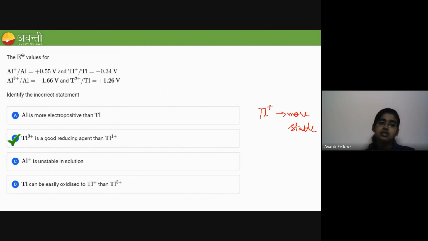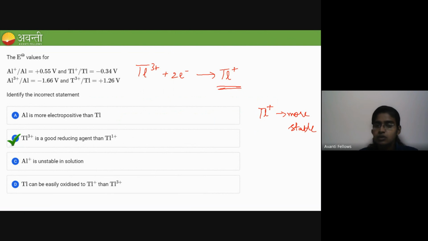So what is meant by oxidizing and reducing agent? Oxidizing agent means it will go and accept the electron from the species it is reacting with. Okay. Thallium 3 plus is an oxidizing agent. It will accept 2 electrons, and it will try to convert to thallium plus, because thallium plus is more stable.